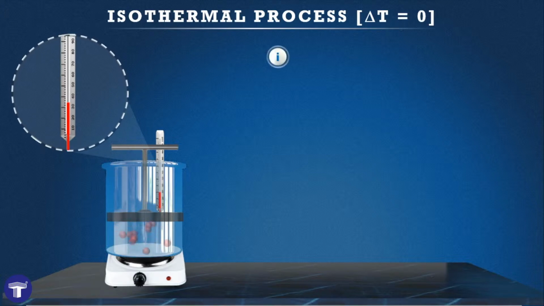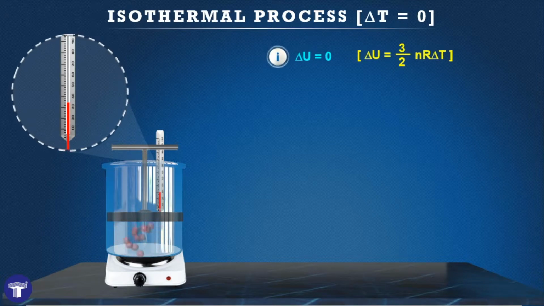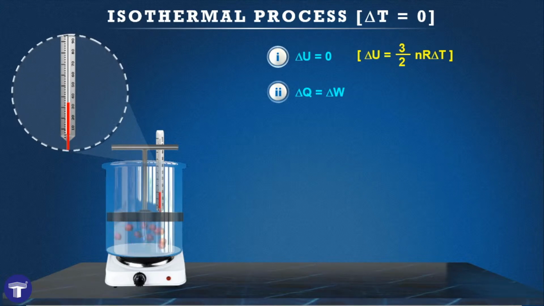For an isothermal process, because delta T is 0, delta U will come out to be 0 because delta U depends directly on delta T. And because delta U is 0, from the first law of thermodynamics, I can say that delta Q will be equal to delta W. Also keep in mind that for an isothermal process, the specific heat will come out to be infinity.